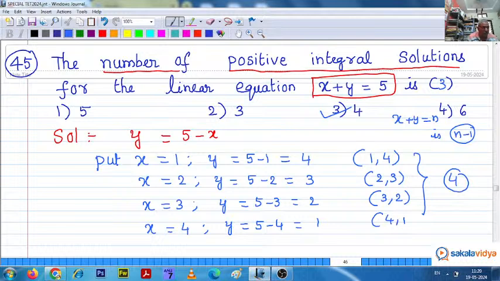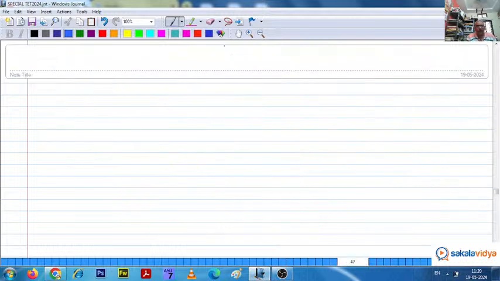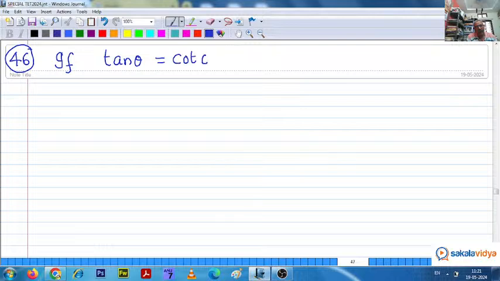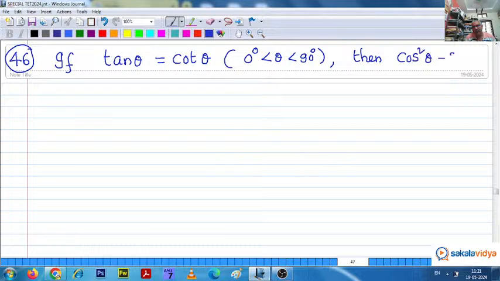So next, 46th question. If tan theta is equal to cot theta, with 0 degrees less than theta less than 90 degrees, that means theta is acute, then cos square theta minus sin square theta is equal to what?